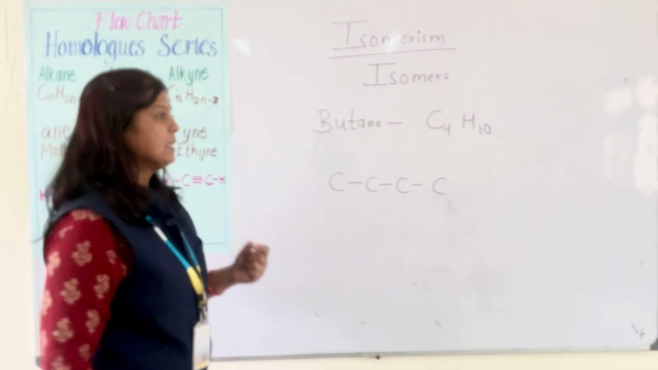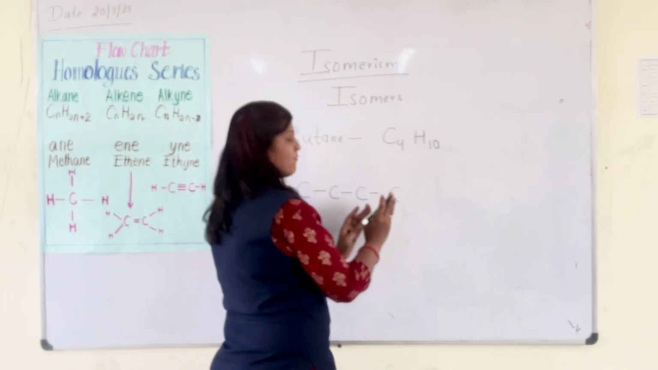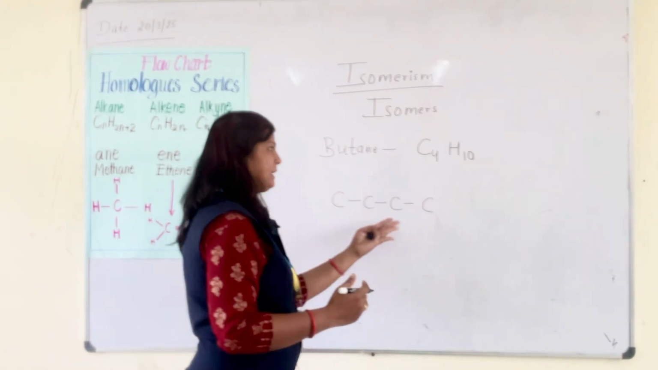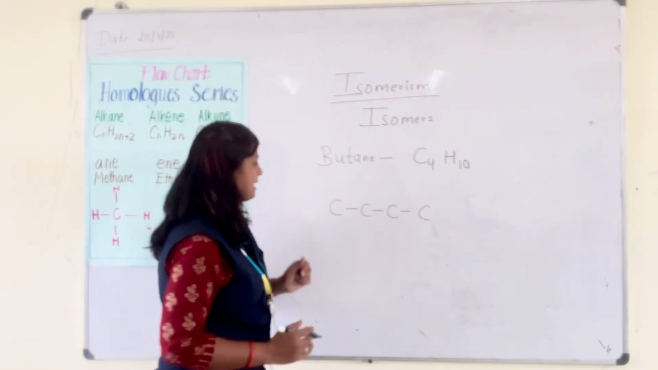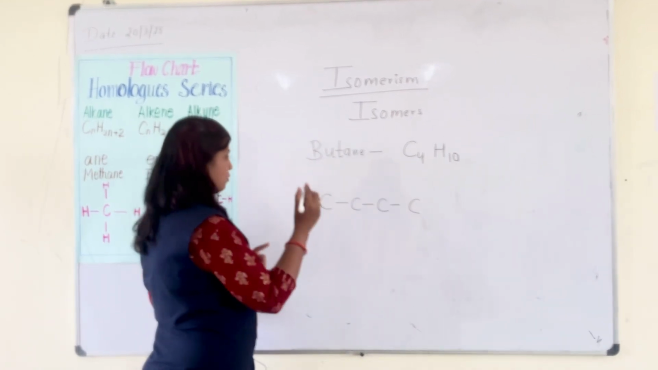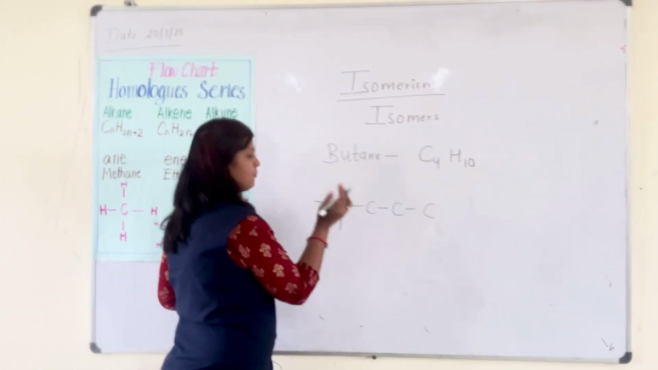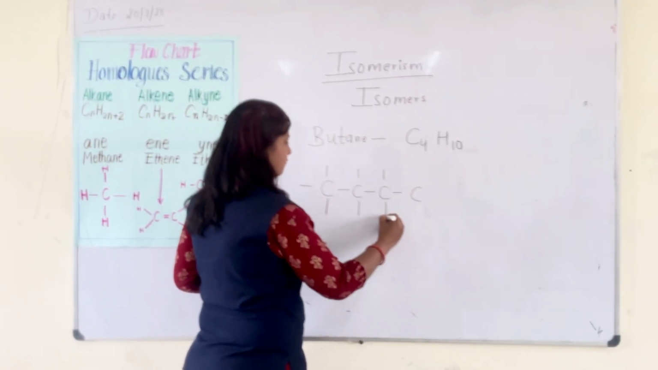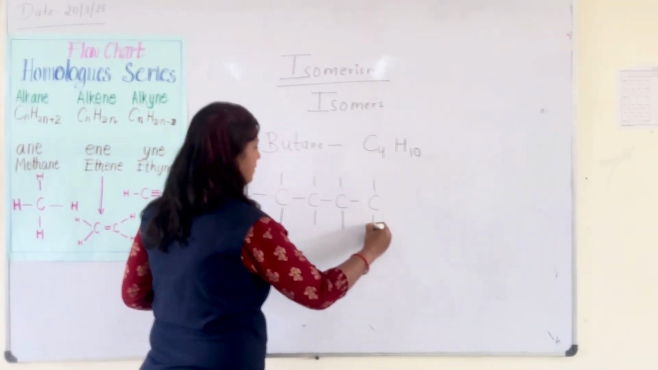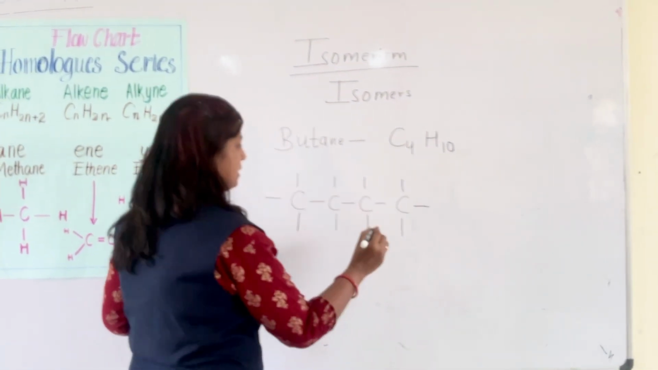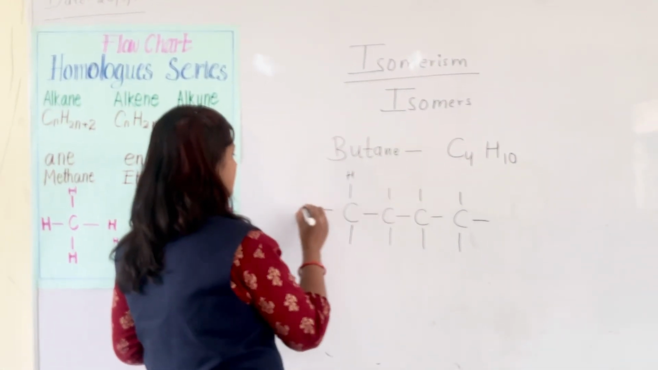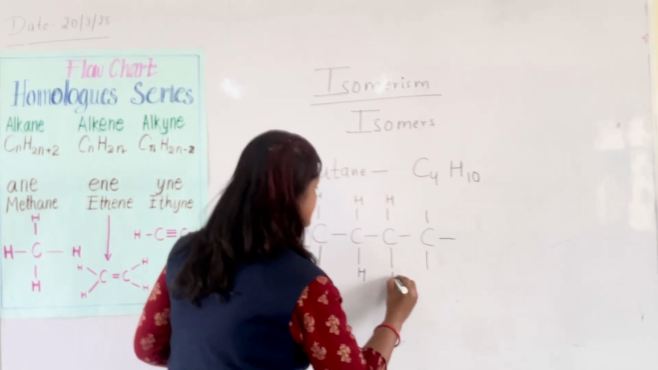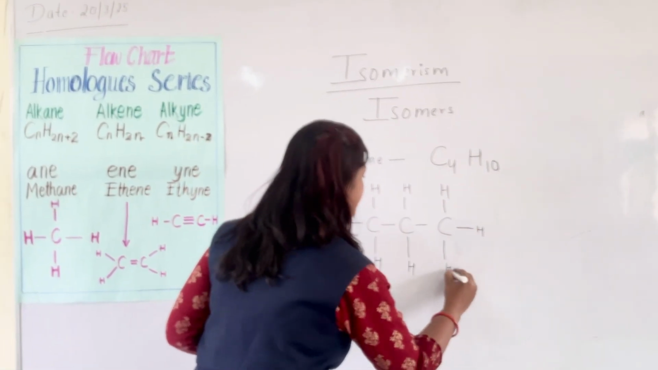First 4 carbons. Then I will make each carbon stable by making it 4 bonds. So how to draw? Automatically the hydrogen will satisfy. This is the technique of how to draw. See here. First carbon 4 bonds: 1, 2, 3, 4. Second carbon 1, 2, 3, 4. Third carbon 1, 2, 3, 4. Fourth carbon 1, 2, 3, 4. And wherever a bond is there, just put hydrogen. 1, 2, 3, 4, 5, 6, 7, 8, 9, 10.